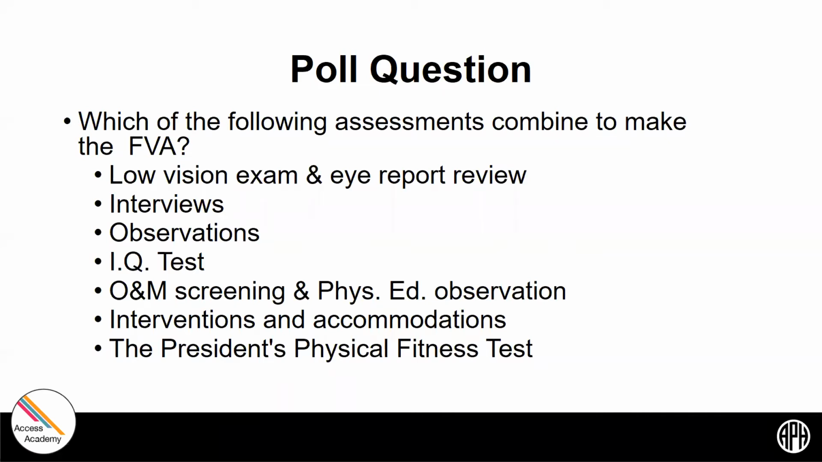All right, I'll go ahead and reveal our early results. So which 5 of the following assessments combined to make the FVA? This was multiple choice. 100% said low vision exam and eye report review. 98% said observations. 78% said O&M screening and phys ed observation. 75% said interventions and accommodations. And 93% said interviews. Yes, it's fun how this changes even while people are taking the polls. Only 4% said IQ test and 3% said the President's Physical Fitness Test. All right, we're going to go ahead and close the poll and hand it to Justine to let us know what the correct answers were.